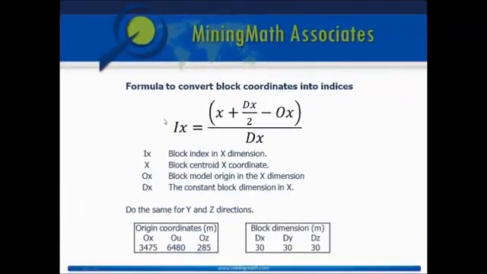To convert them into indices, we are going to use this formula with the following terms. Ix is the block index in the x dimension. X is the block centroid coordinate in the x dimension. OX is the model origin point. And dx is the block dimension in the x direction. You have to do the same for the y and z directions using the same formula.